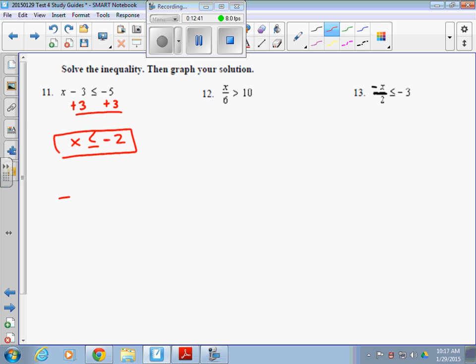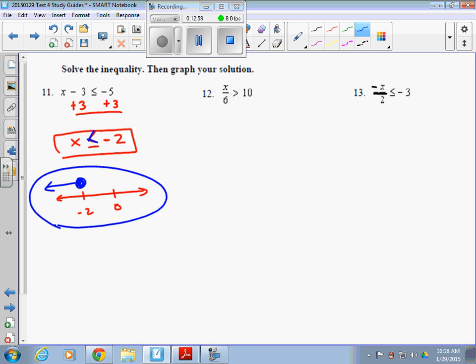When you graph that, you're going to show its relation with 0, so it's on this side. It says or equal to at negative 2, so we're going to fill the bubble in. And it says less than. Notice it's facing this direction. Our shading will go the same direction. X over 6, or x divided by 6, is greater than 10.